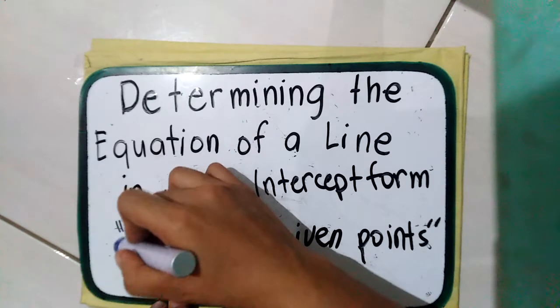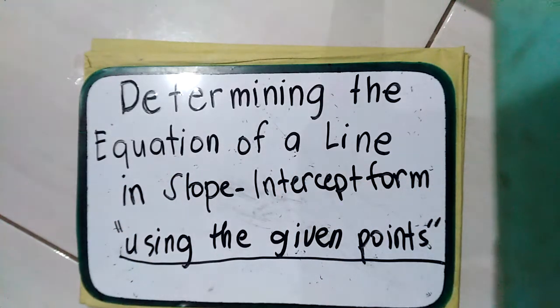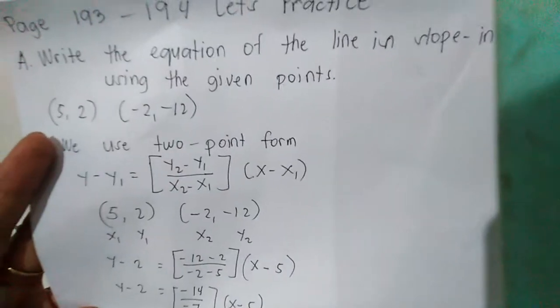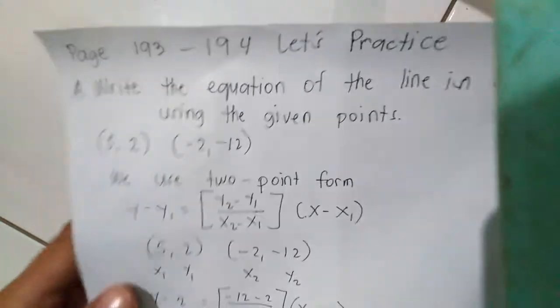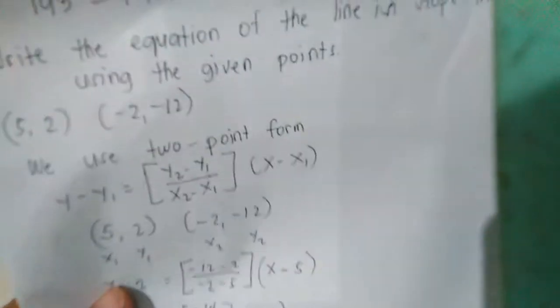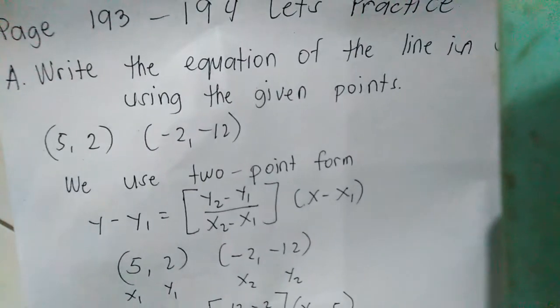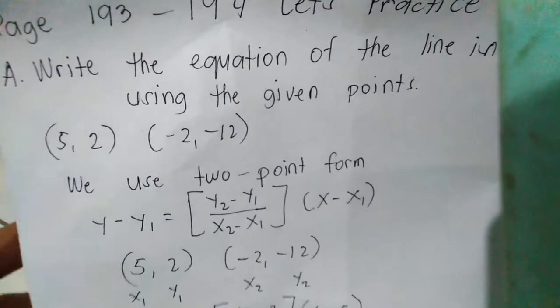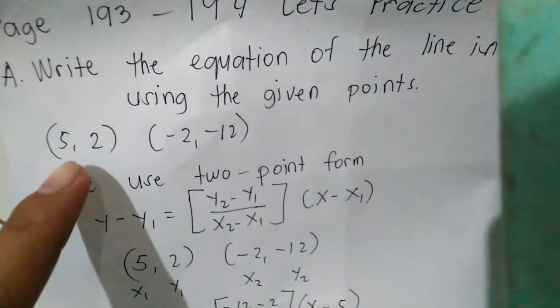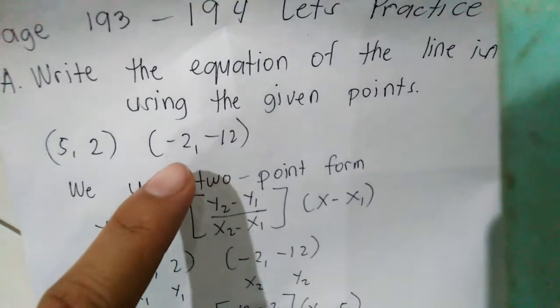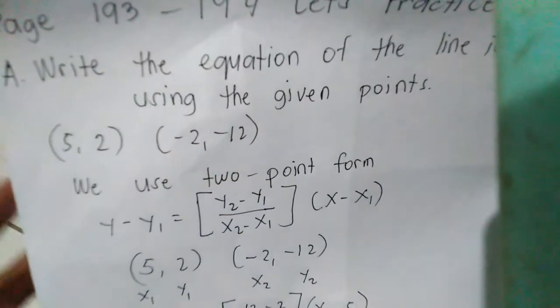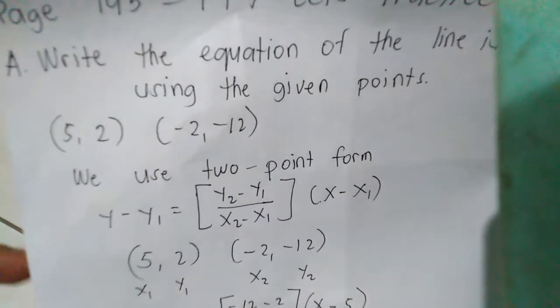So we have two given points. For example, we have 5, 2 and negative 2, negative 12. So our first point is 5, 2, and the second point is negative 2 and negative 12. So we use the two-point form.